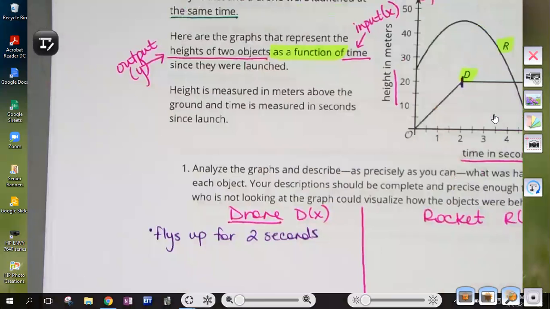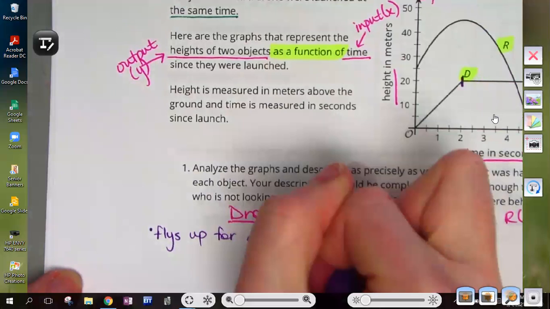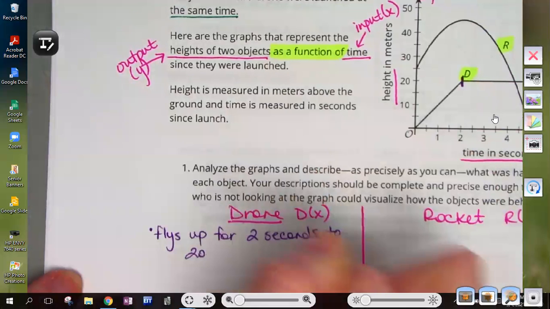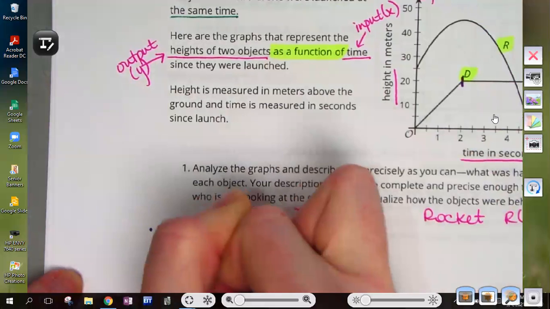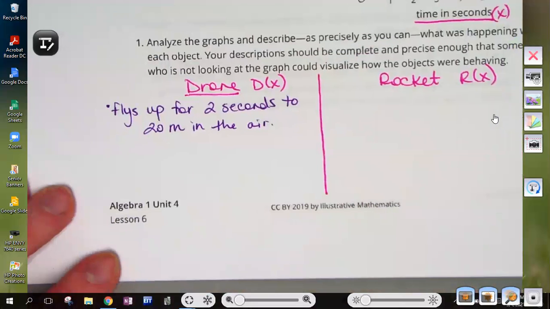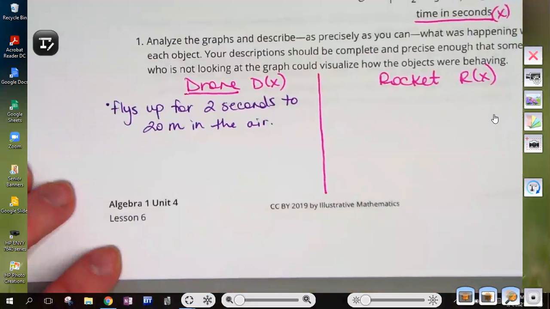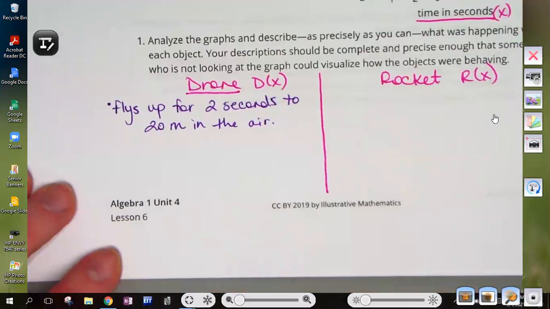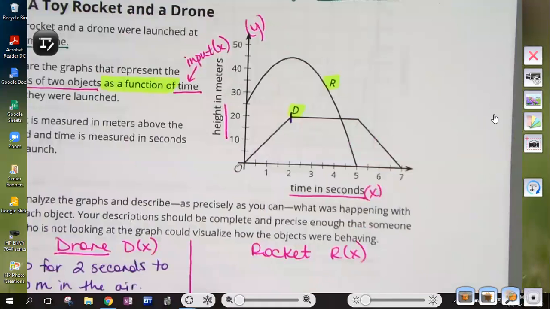Okay, so we have the drone, it's flying up for 2 seconds. Okay, and how high did it get? 20. So it flies up for 2 seconds to 20 meters in the air. So since we don't use meters, that's 60 feet. That's pretty fast over there. Yeah, it really is. 60 feet in 2 seconds? Yeah. That's fast. Okay, so we just described this first section.